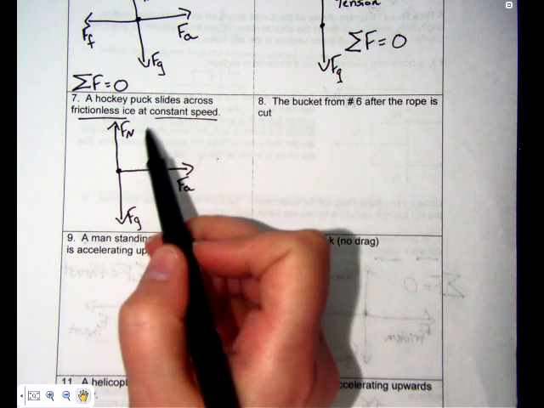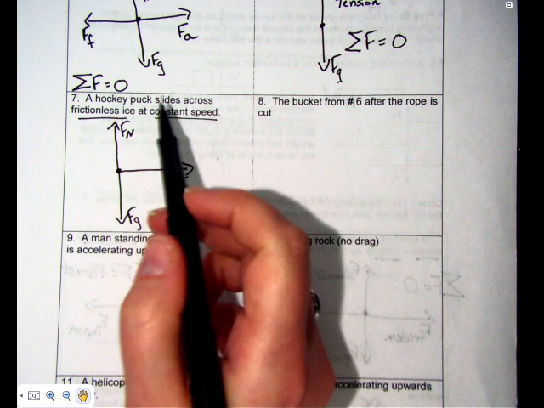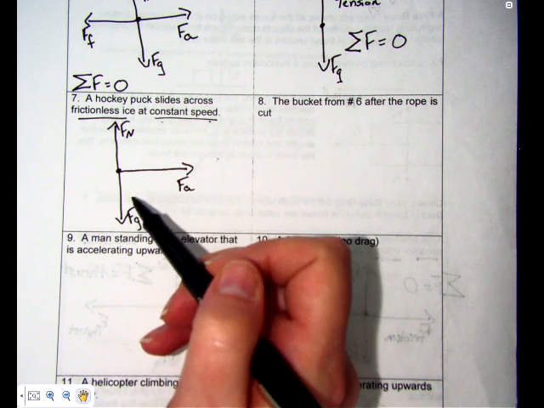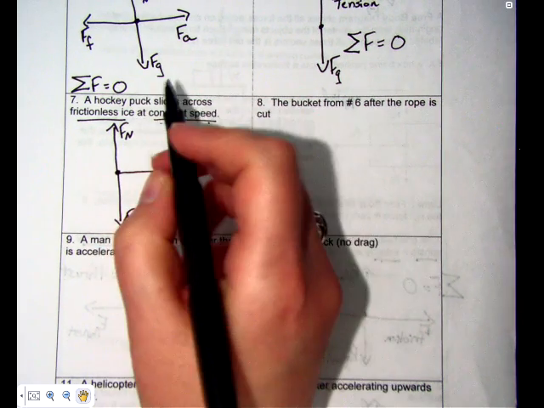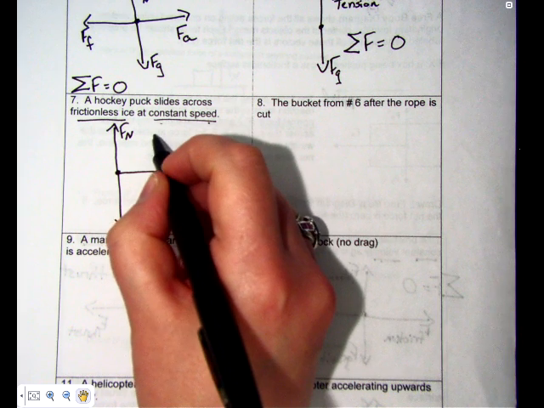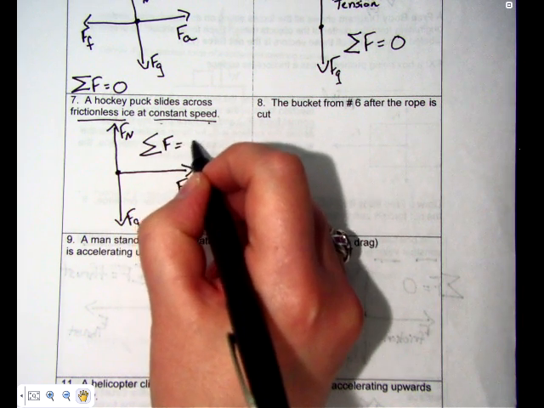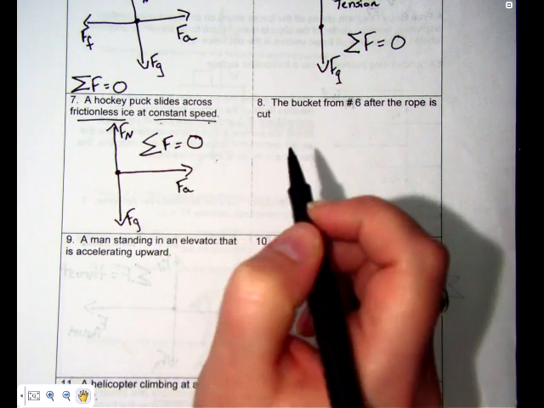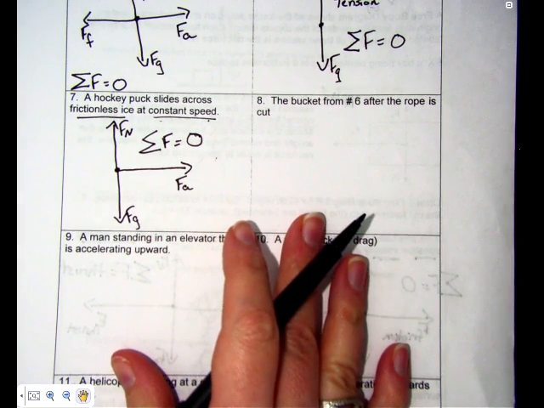It doesn't talk about something still being applied to this hockey puck. It's in a constant speed. It was sent in motion and it's staying in motion. So because it's at a constant speed, the net force in this case is still 0. There's no constant application of applied force.